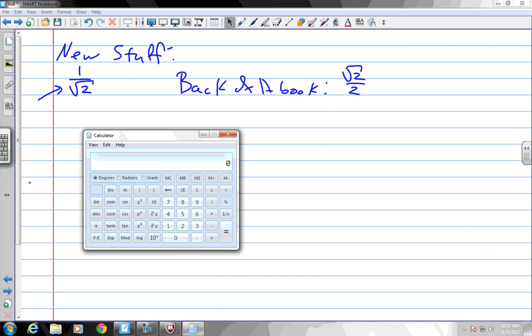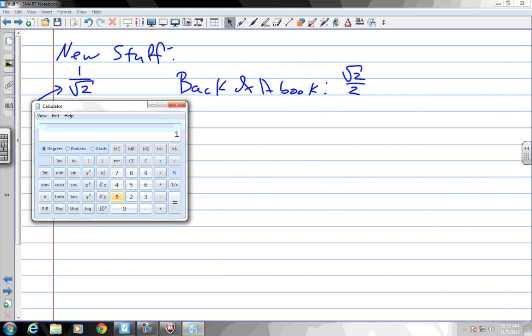But check this out. If I do this on a calculator, if I actually go 1 divided by the square root of 2, I get 0.707-ish. Can you remember that? Okay. But if I go square root of 2 divided by 2, I get 0.707-ish. Right? So that's the same answer, numerically speaking.